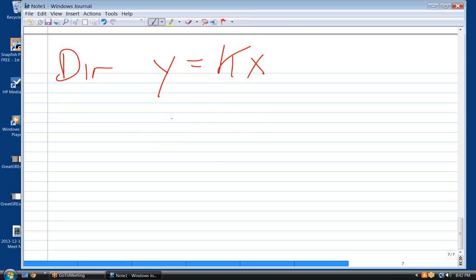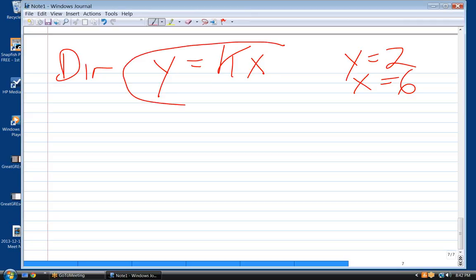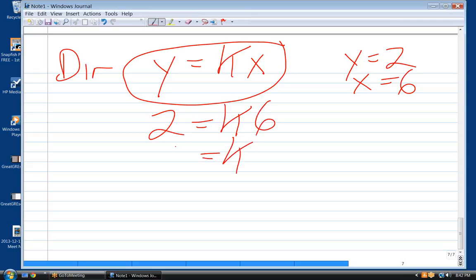Y equals 2 when x equals 6. So the way these are always solved is the first thing you solve for is k. This is the general formula. As soon as we solve for k, we will have a specific formula. So to solve for k, substitute for y and x. Where does the k come from? We're just calculating it right now.